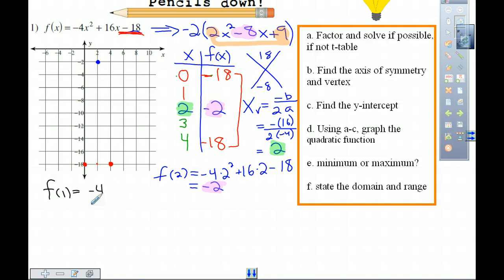So we got negative 4 times 1 squared plus 16 times 1 minus 18. And what do you get?